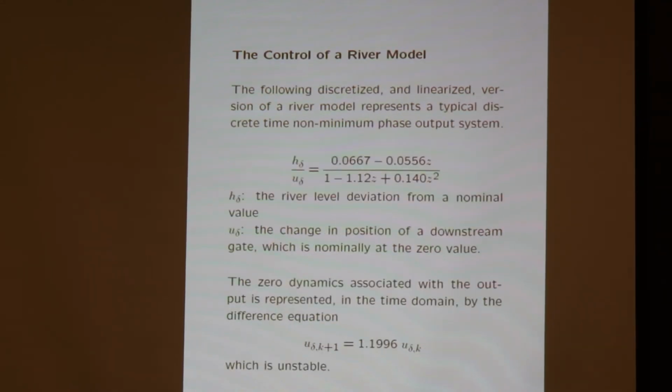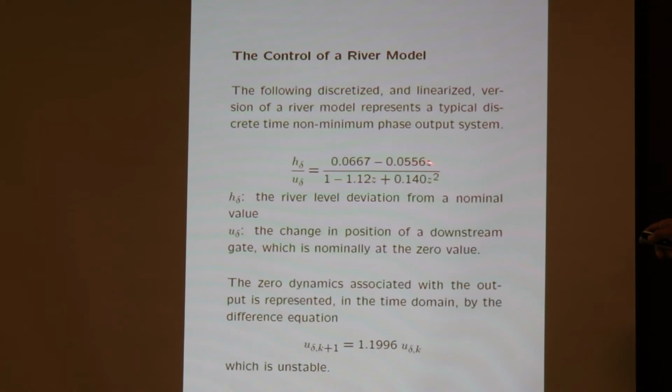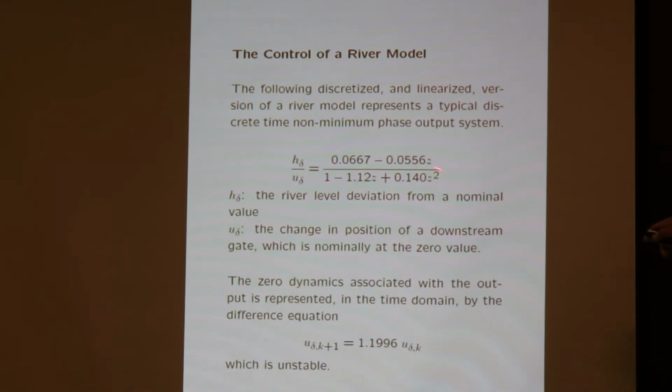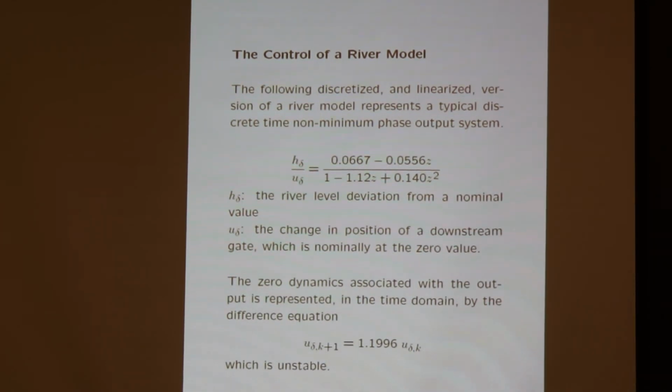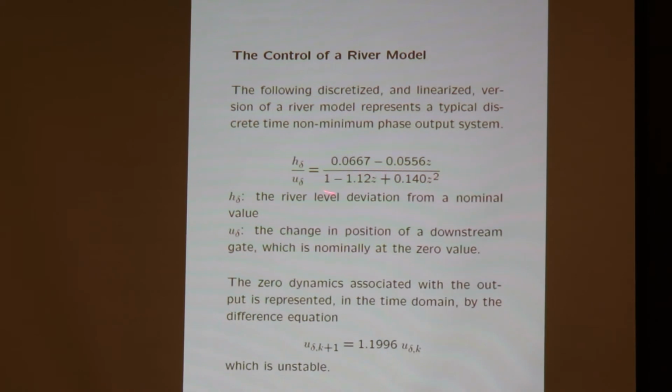And for instance, one example of that is this river model, which clearly has a 0 in the numerator, which is the quotient of this number divided by this number, which is smaller than that. So the root of this polynomial is beyond +1. And therefore the system is non-minimum phase. It has an unstable 0. And the polynomial in the denominator is given in this case by this representation. So the zero dynamics is clearly unstable.